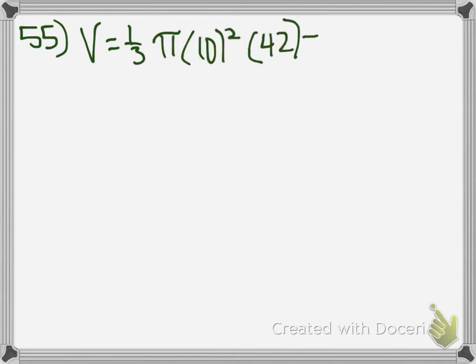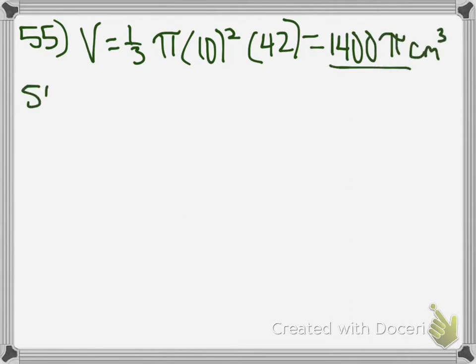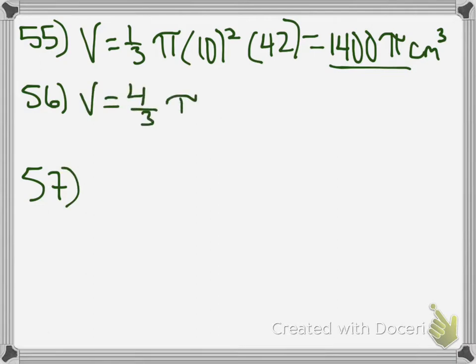Okay, so let's look at number 55. 55 is the same thing, except it is a cone, so it's 1/3. And when we do that one, same thing again in terms of pi, we end up with 1,400 pi centimeters cubed.